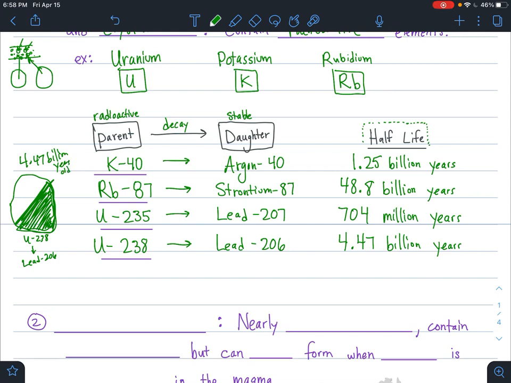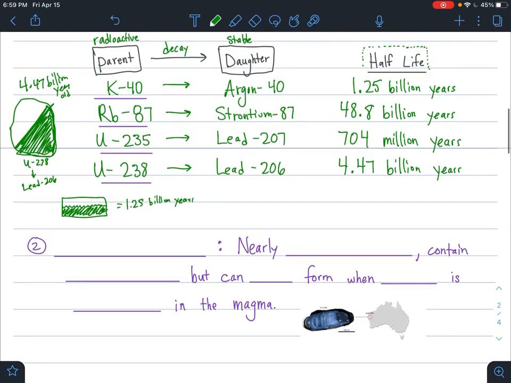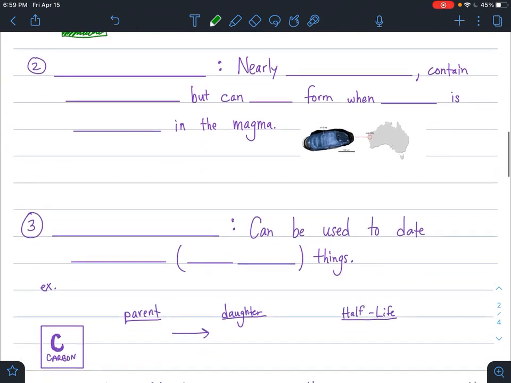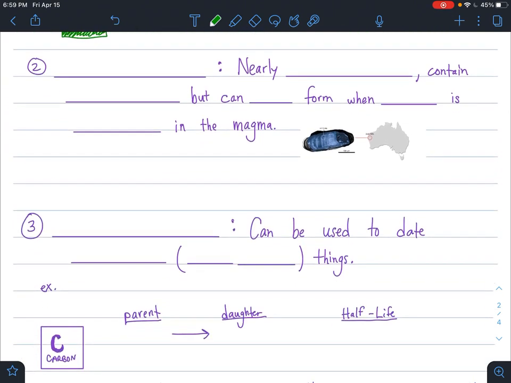If I had a sample of potassium-40, and half of it was now argon-40 when I looked at the sample, then I would know that 1.25 billion years had taken place. So you can see how knowing what the parent radioactive isotope is and what it will decay into, we can look at the ratio of parent to daughter. If it's 50-50, we know one half-life has happened. And if it's a different ratio, then we can use some math to figure out how many years have passed. So that's looking at igneous rocks.